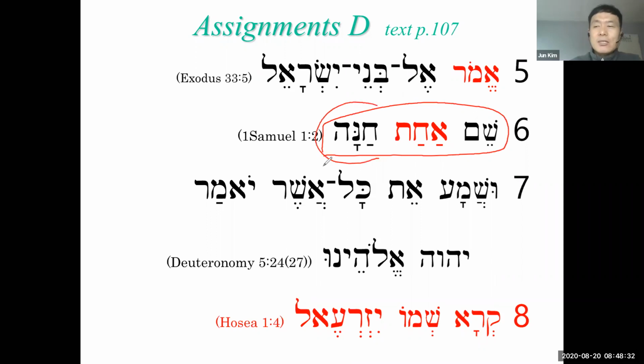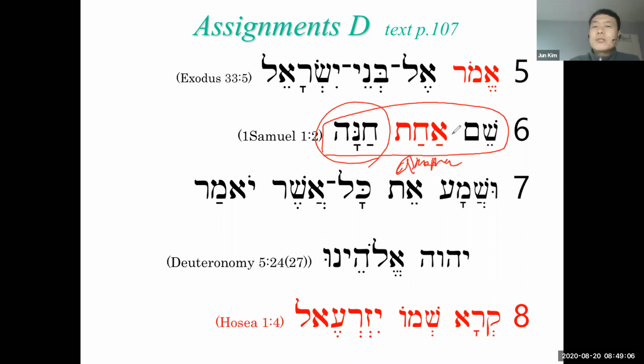And this is a proper name, which is Hannah. Okay. So how are we going to translate it? The one name, Hannah. All right, that is possible. But as I said, this one has another meaning, which is another. Okay, another. Ekad has another. So the name of another.